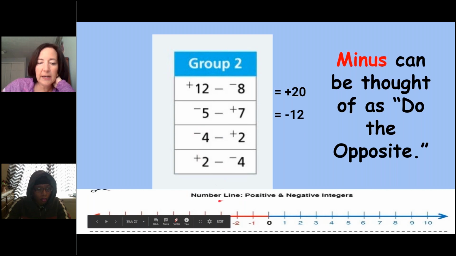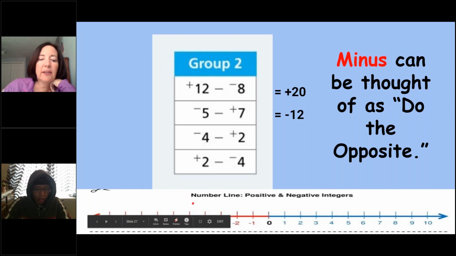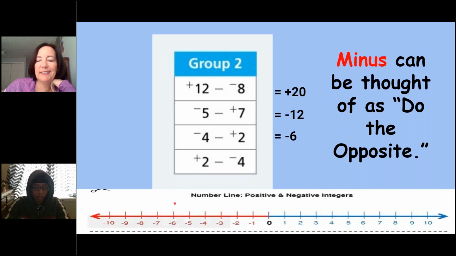Okay, on this one, we're at a -4, which is right here. We need to do the opposite of +2. So am I going left or right if I'm doing the opposite of +2? You're going left. Nice. So if I do 2 jumps to the left, what's my answer? Your answer is -6. That's exactly what my answer is.